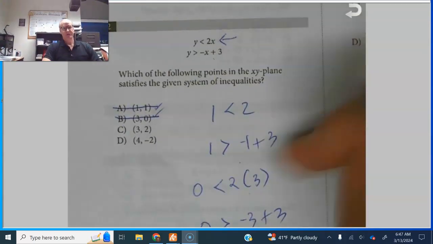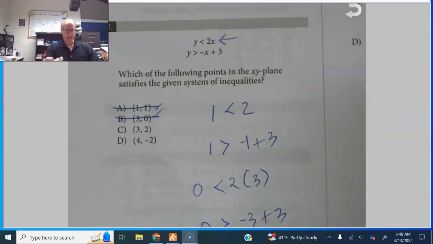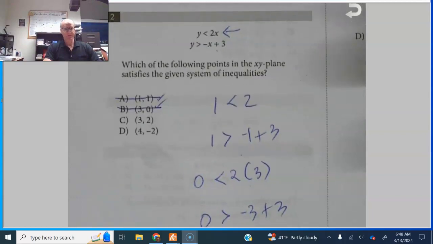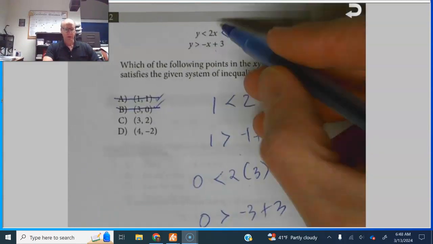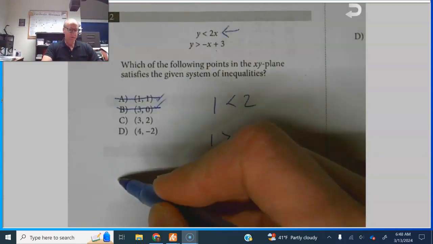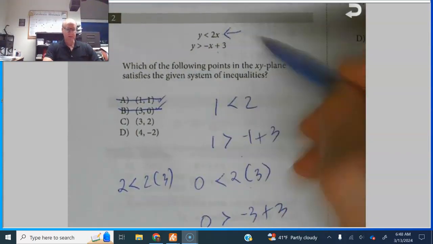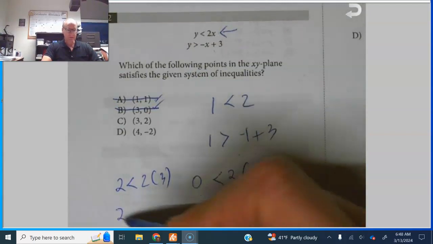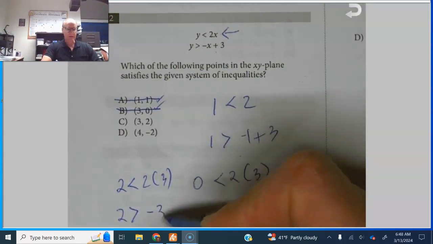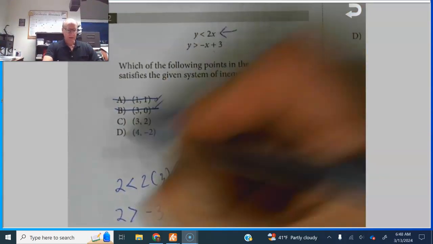I've just turned this into a 50-50 question. It's taking some time, but I think it's worth it. There are other methods, but let's try 3, 2. Is 2 less than 2 times 3? And of course it is. And is 2 greater than negative 3 plus 3? And it is. And so it's true for both. C, and I'm going to move on.